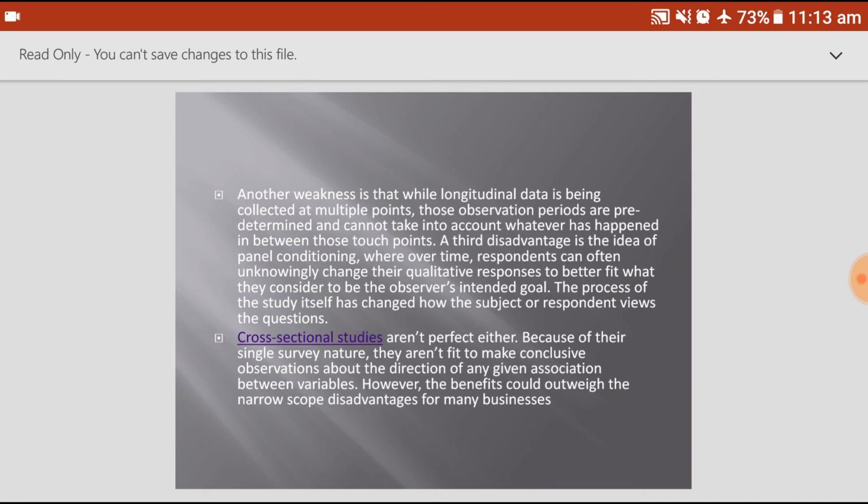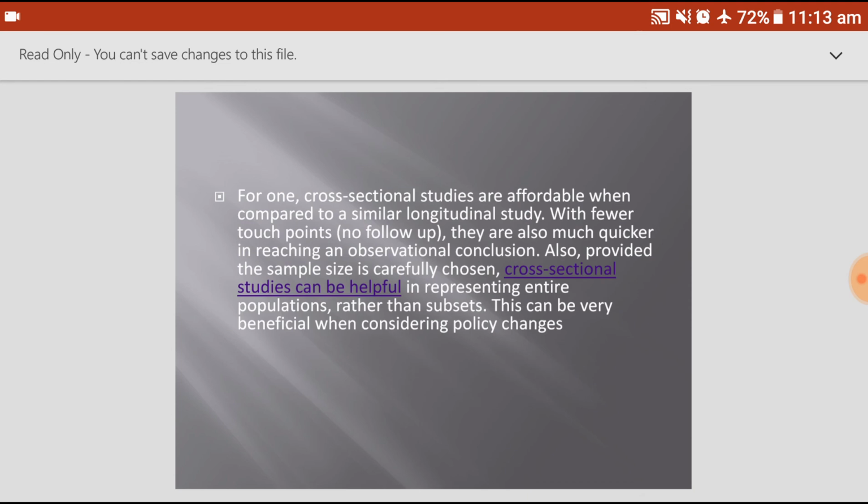Cross-sectional studies are not perfect either. Because of the single survey nature, they are unfit to make conclusive observations about the direction of any given association between variables. However, the benefits could outweigh the narrow scope disadvantages for many businesses. For one, cross-sectional studies are affordable when compared to a similar longitudinal study, with fewer touch points and no follow-up. They are also much quicker in reaching an observational conclusion. Also, providing the sample size in a carefully chosen cross-sectional study can be helpful in representing the entire population rather than a subset. This can be very beneficial when considering policy changes.